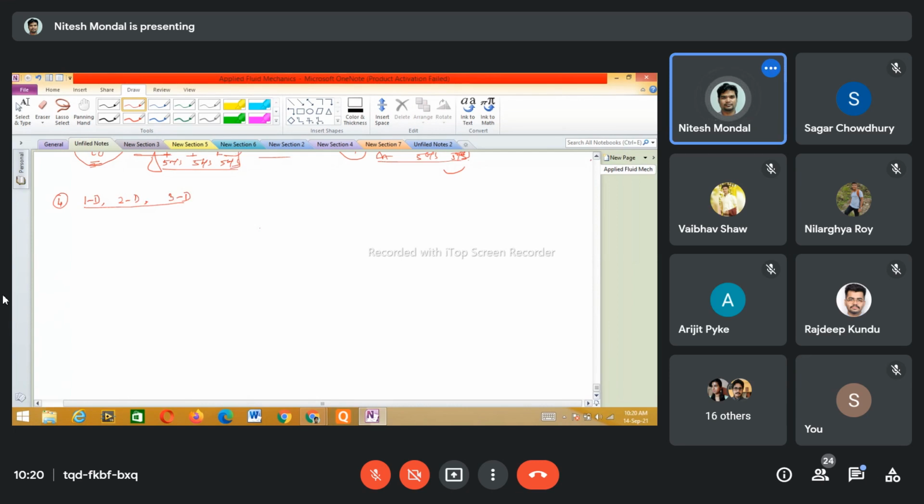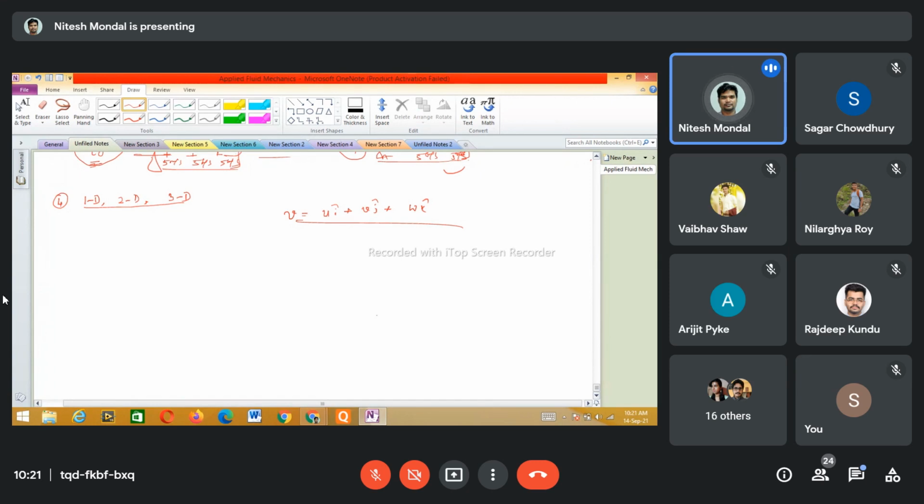So generally the velocity V is defined as Ui plus Vj plus Wk. You are familiar with this from before: any vector generally has three components, along the x-axis, along the y-axis, along the z-axis. So here u is the velocity along the x-axis, v is the velocity along the y-axis, and w is the velocity along the z-axis.